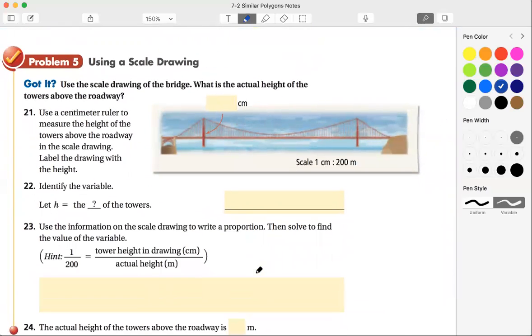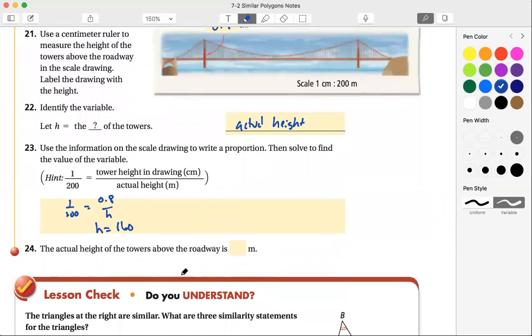Okay. So use a scale drawing of a bridge. What is the actual height of the towers above the roadway? All right, so use a centimeter ruler to measure the height of the towers above the roadway in the scale drawing and draw and label the measured height. So I measured it and it's 0.8 centimeters. H is the actual height of the towers. So set up the proportion 1 over 200 equals 0.8 over H. Cross multiply, we have H equals 160. So the actual height of the towers is 160 meters.